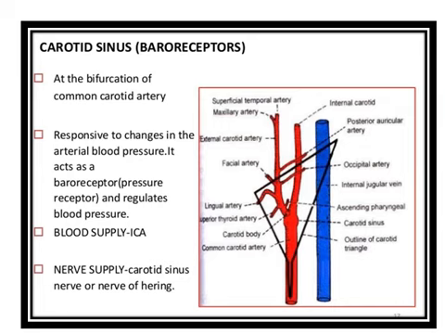Now coming to the second important structure, that is the carotid sinus or baroreceptor. It lies at the bifurcation of the common carotid artery. It is responsive to changes in arterial blood pressure. It acts as a baroreceptor or pressure receptor and regulates blood pressure. Its blood supply is from the internal carotid artery and nerve supply is from the carotid sinus nerve, or nerve of Hering.